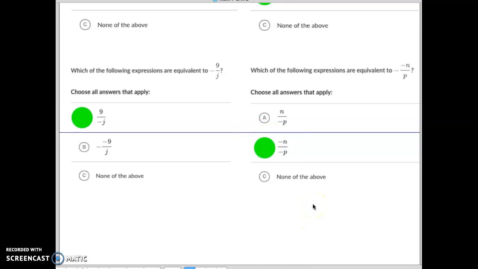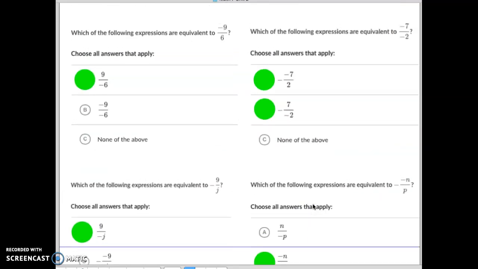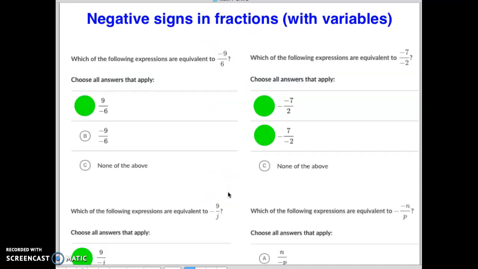That's all you're doing, is finding out if they're positive or negative. It doesn't matter if they're numbers or variables. The same rules apply when you're multiplying or dividing by negatives.